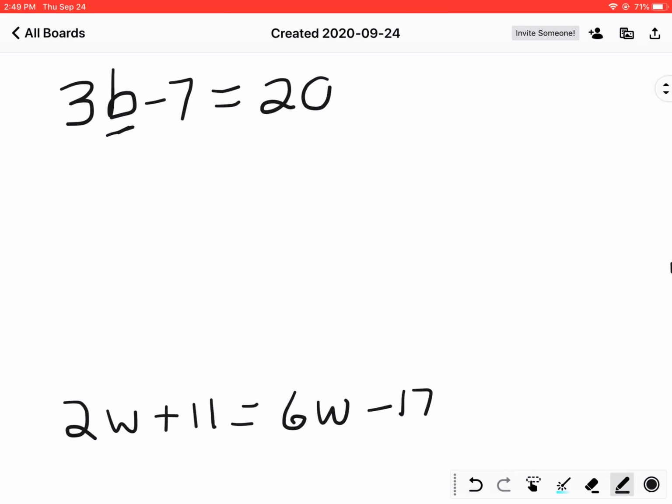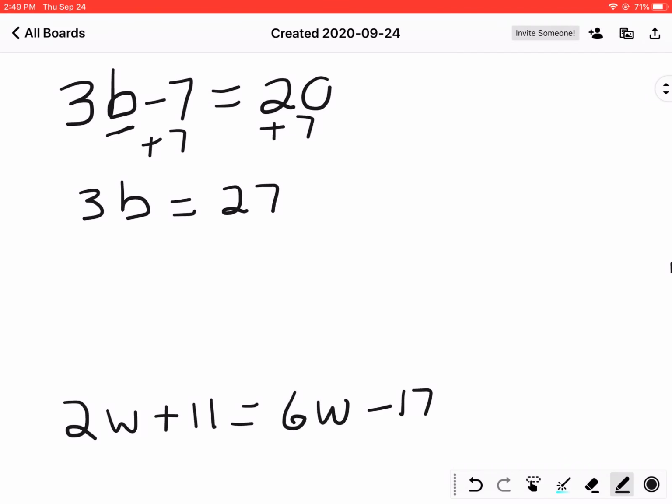So the first thing I want to do is get rid of the minus 7. The opposite of minus 7, or subtract 7, is add 7. So I'm just going to do this. I don't want you to have to rewrite the whole line and put minus 7 plus 7. I know your teachers may have said that in the past. Just put a plus 7 on both sides. Okay? Now we've got 3b equals 27.